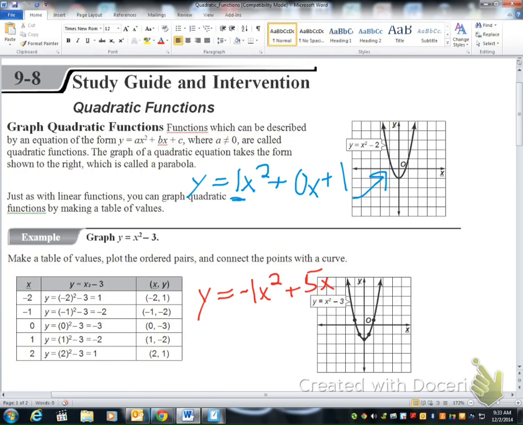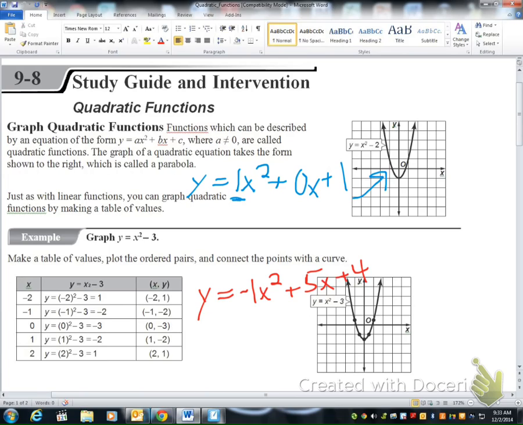5x. Pick another number. 4. Plus 4. All right. So here's a quadratic equation. If I let x be 0, what happens to this term? It becomes 0, right? What happens to this term? It becomes 0, so we get y equals 4.